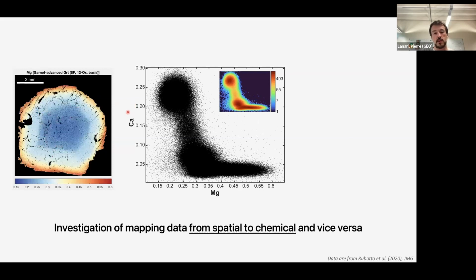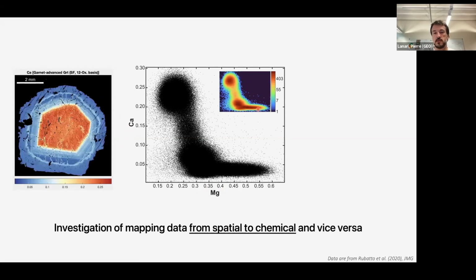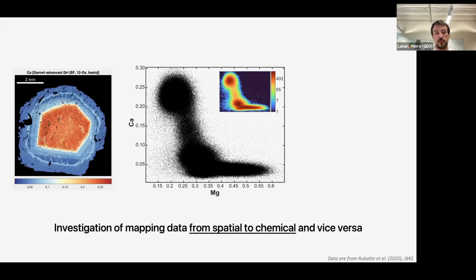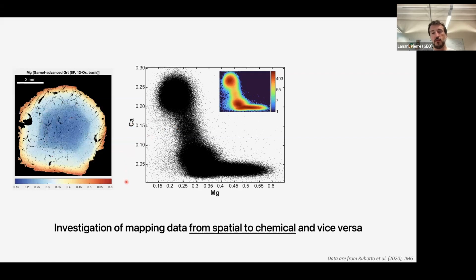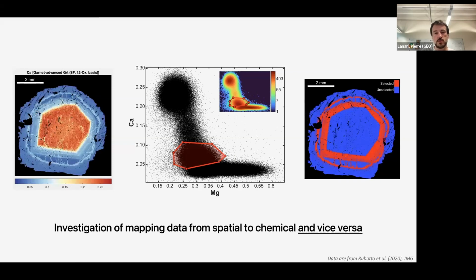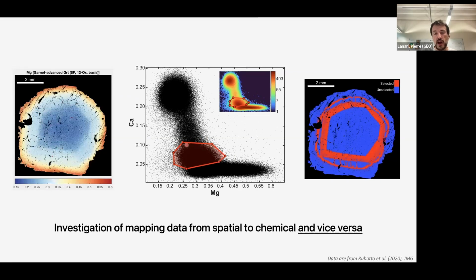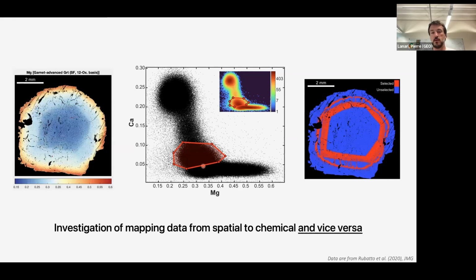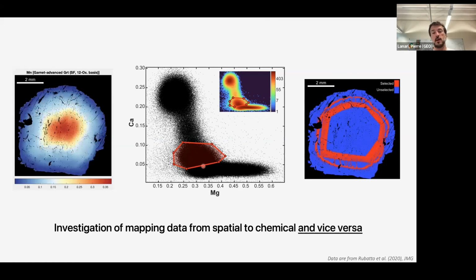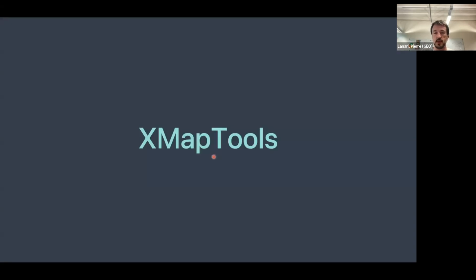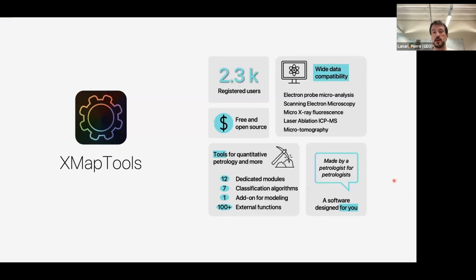You can plot this data in a chemical diagram. Here, for example, magnesium in atoms per formula unit versus calcium. We can do a density of this diagram to see where we have the different compositions. And what was very important for me is that from this chemical diagram, you should be able to come back to the map and say, okay, if I want to know where the pixels are that show this range of composition, you can easily do it. And that's where you need this kind of software solution. And this was one of the first tasks that XMapTools was able to do. And so this is why I developed XMapTools, basically.